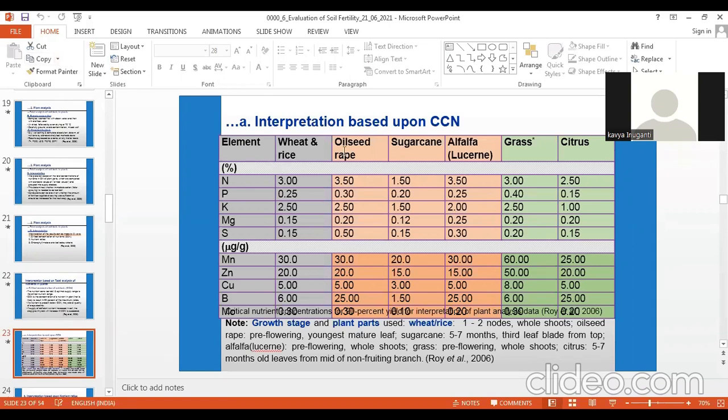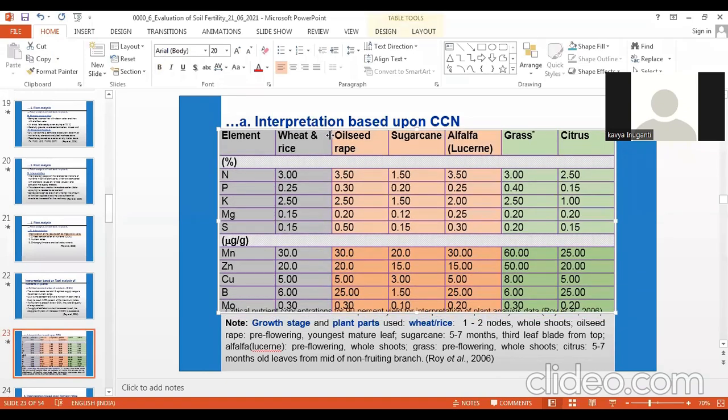The critical concentration values are given for different crops. You can see these are for different crops, critical value of nutrients. For example, nitrogen. Critical level is 3%. It is given. And at what growth stage, you can see in the bottom footnote. In wheat and rice, it is at 1 to 2 nodes stage.